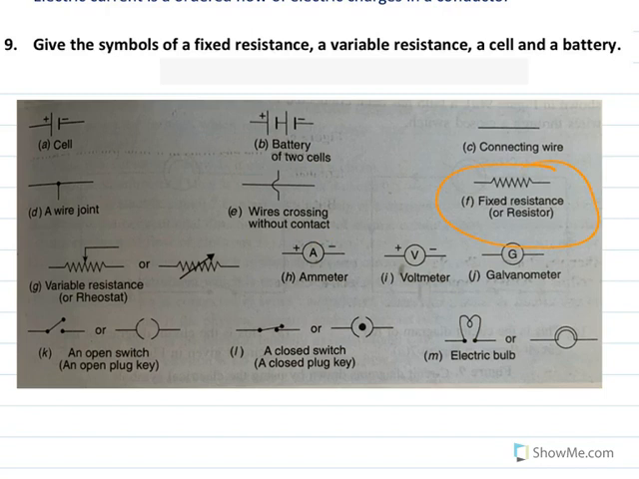Here we have a fixed resistance. This is a variable resistance and it is called a rheostat, where the resistance keeps changing. This is an ammeter, to measure current, and a voltmeter to measure potential difference. This is a galvanometer, which helps to detect current, not measure current but detect current. Here is a switch, an open switch, so current does not pass because the switch is open, the circuit is broken. This is a closed switch. Here is the symbol of an electric bulb. You need to learn all these symbols.